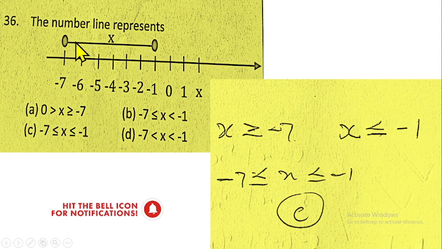minus 7. Also for this one as well, it's on minus 1. And the arrow is going this way, and this is all shaded. So that means the values at this side are less than minus 1. And because it is shaded, that will be less than or equal to minus 1. If you now combine this together, you have minus 7 less than or equal to x, less than or equal to minus 1. So option C is the correct option.